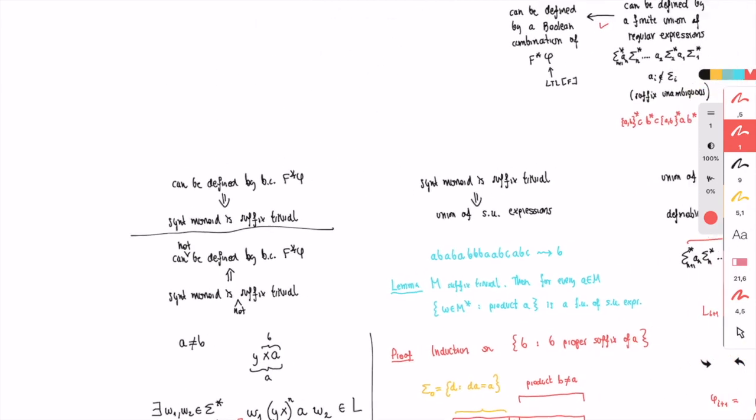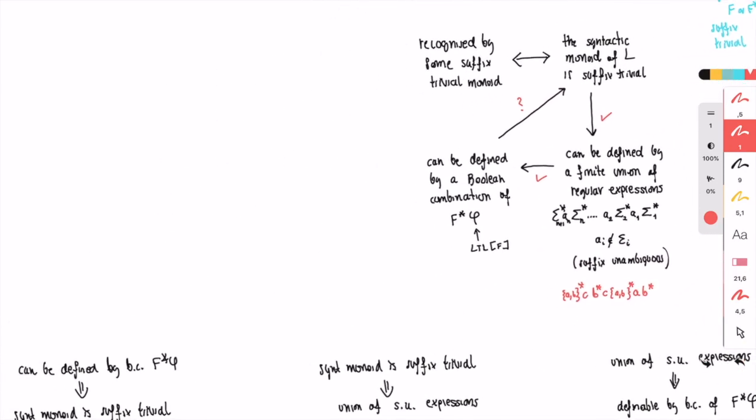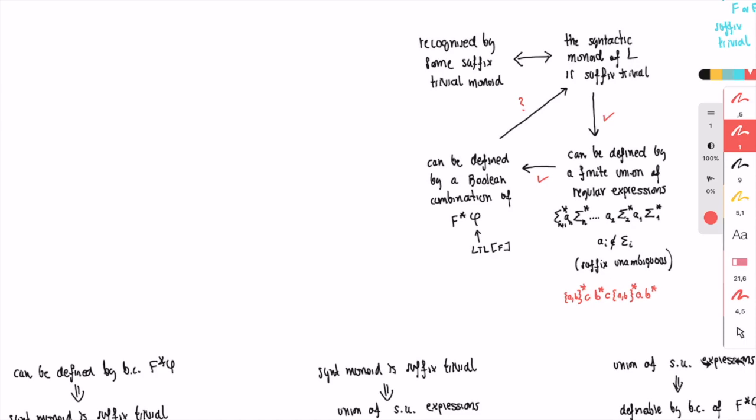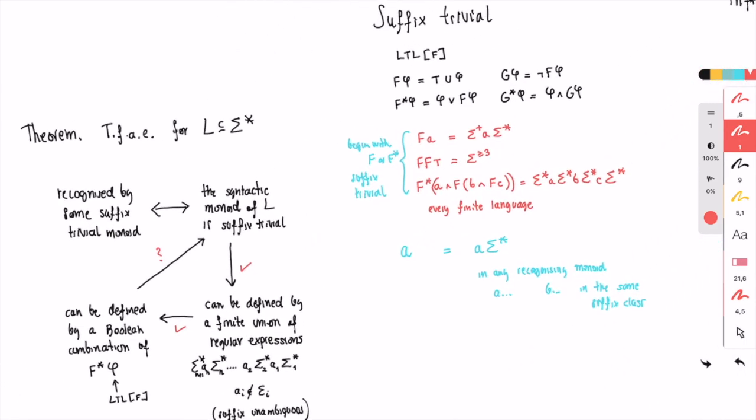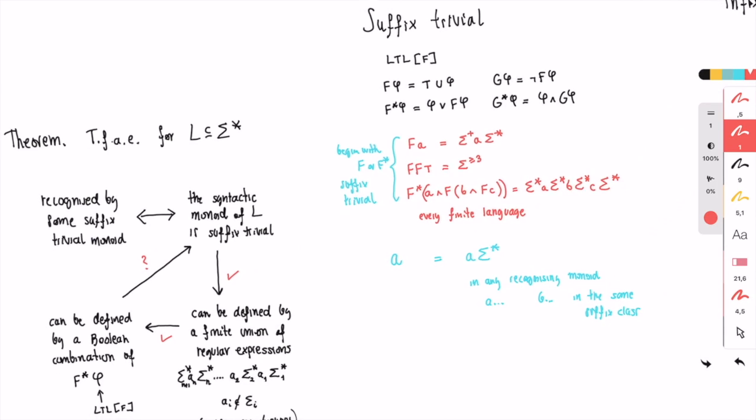So we have thus finished the characterization of suffix trivial languages. And as I said before, prefix trivial languages are defined the same way, except that you use a logic which goes instead of finally to the future, it goes finally to the past.